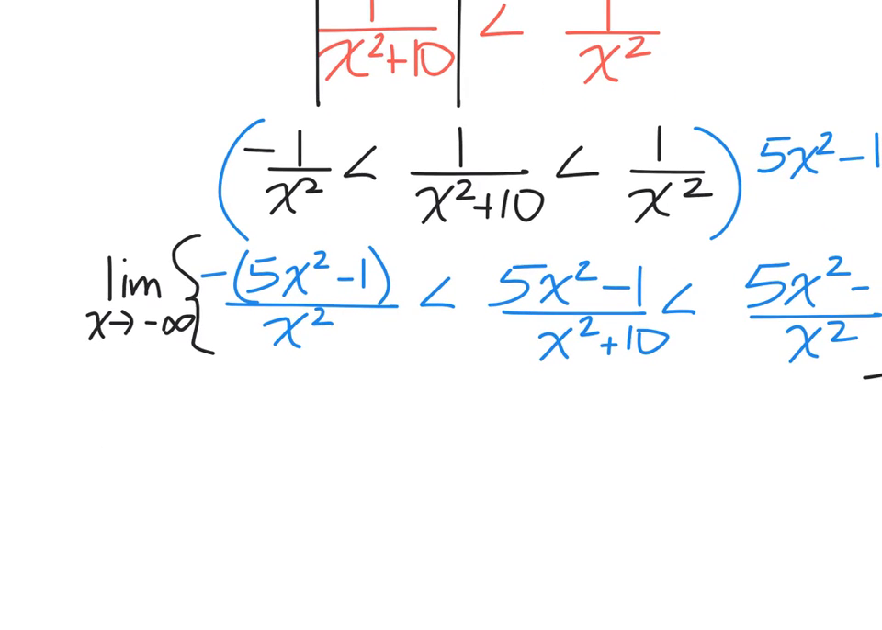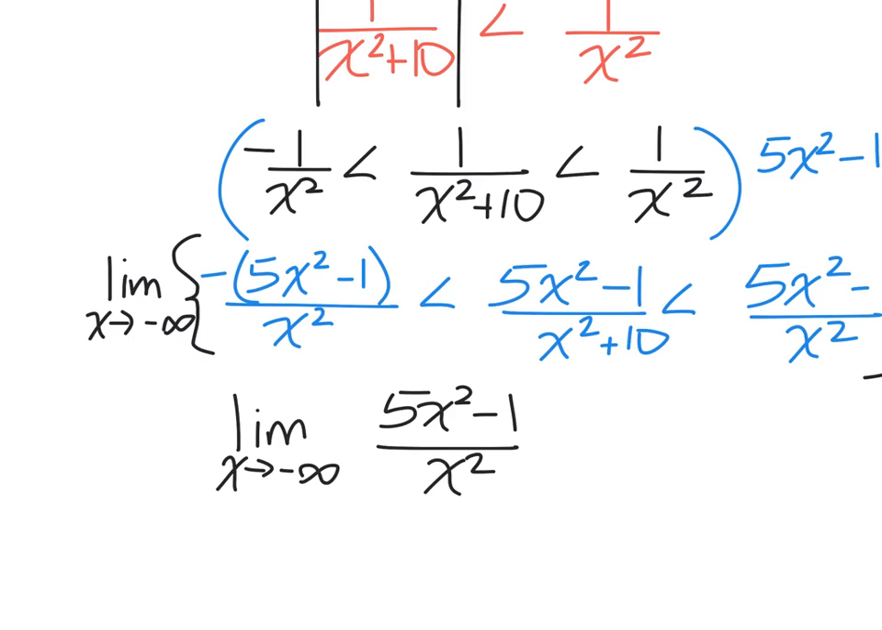All right. This is just a negative version of that. So whatever we get as a limit for one bound will be the same as the limit for the other bound if it's 0. If it's not 0, we know that we just have to take the opposite of it. All right, so what I'm going to do is just look at the limit as x approaches negative infinity of 5x squared minus 1 over x squared.